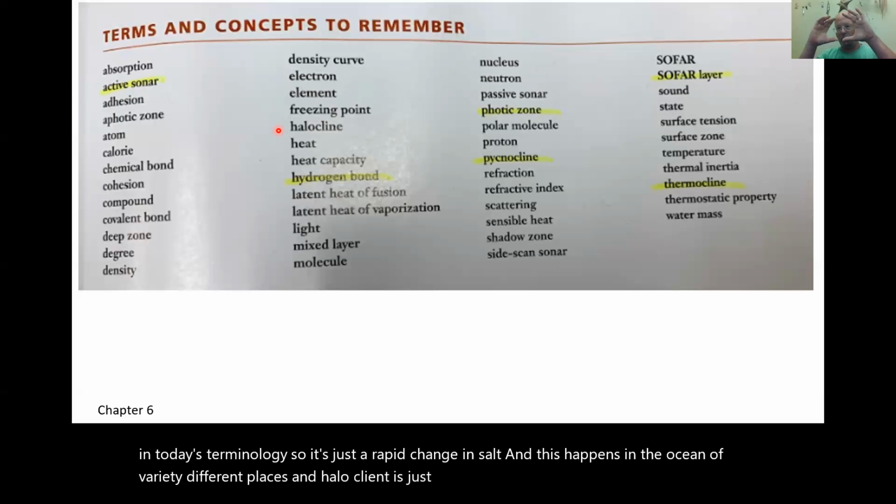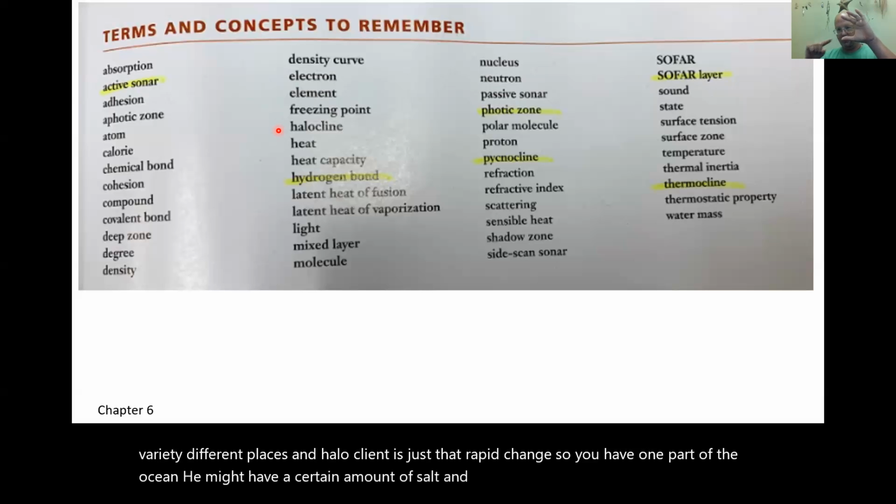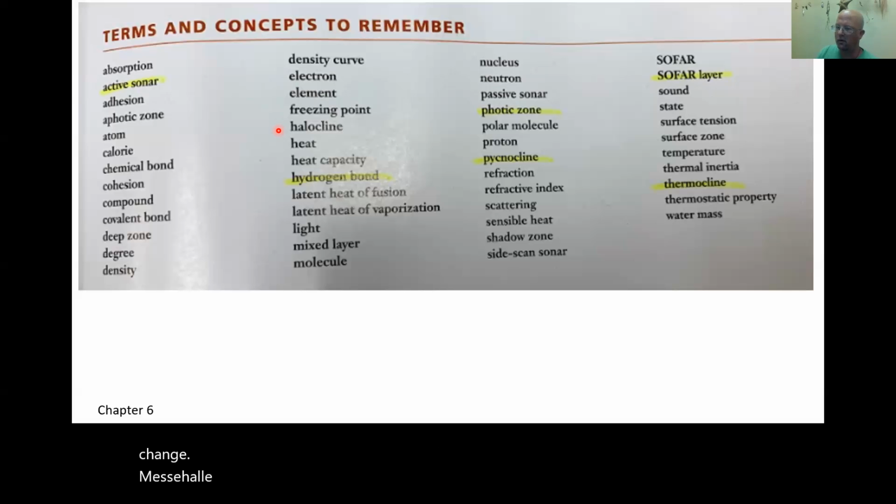So you have one part of the ocean, you might have a certain amount of salt, and then as you go deeper, it'll rapidly change. And that's a halocline. Not terribly important, but that's what it means.